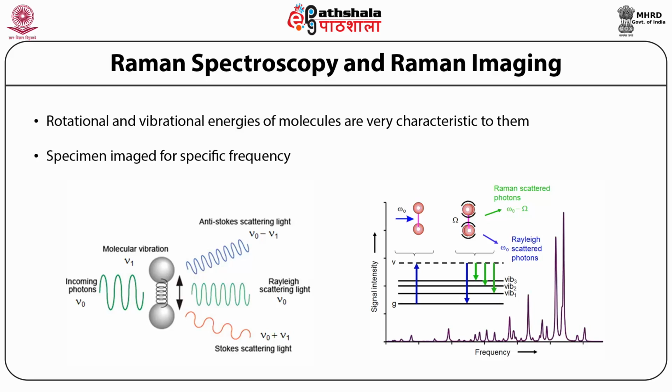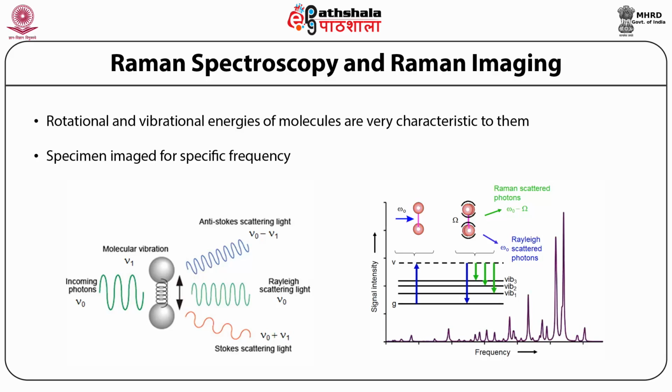The light can lose energy, and that loss in energy is equal to the vibrational energy of the molecule. This scattered light is called anti-Stokes Raman scattered light. The light can also gain energy, and the gain in energy is equal to the energy of the vibration of the molecule. So you have these three situations, which is pictorially explained in this picture.